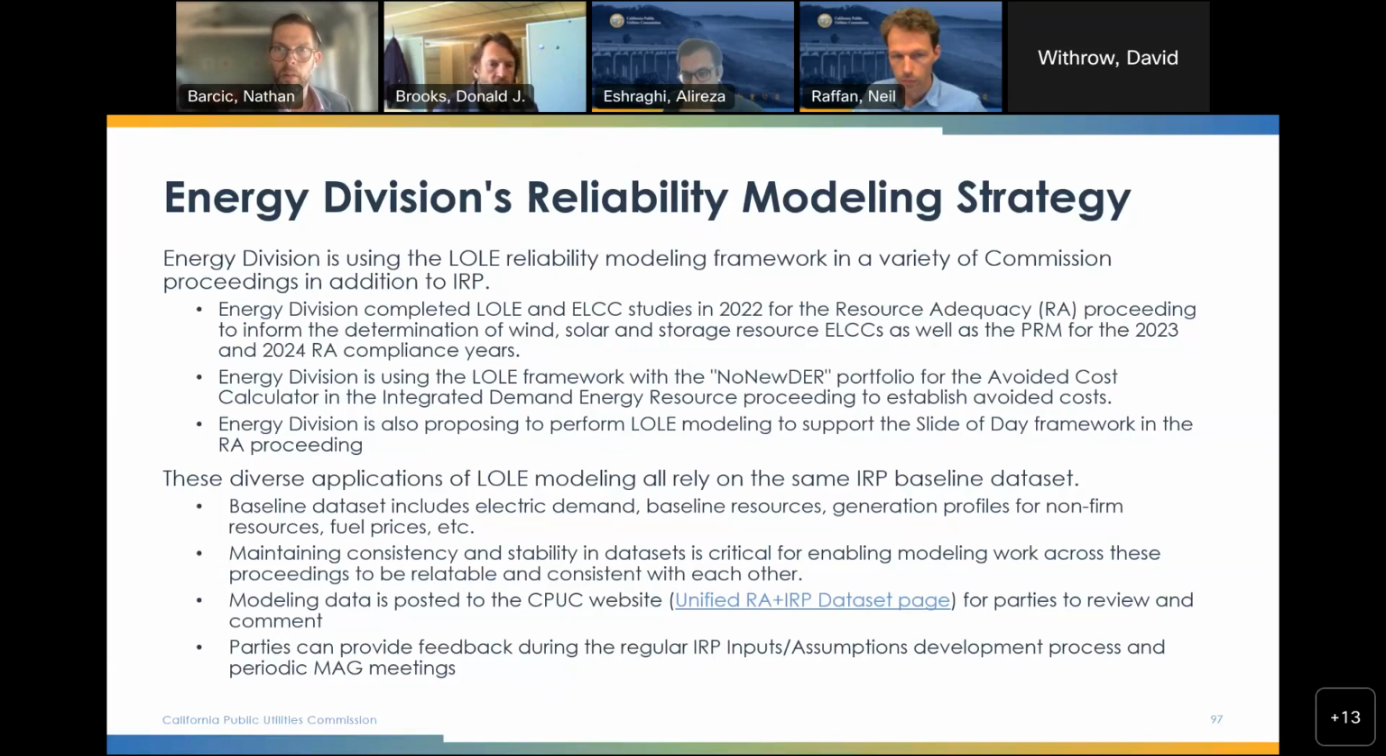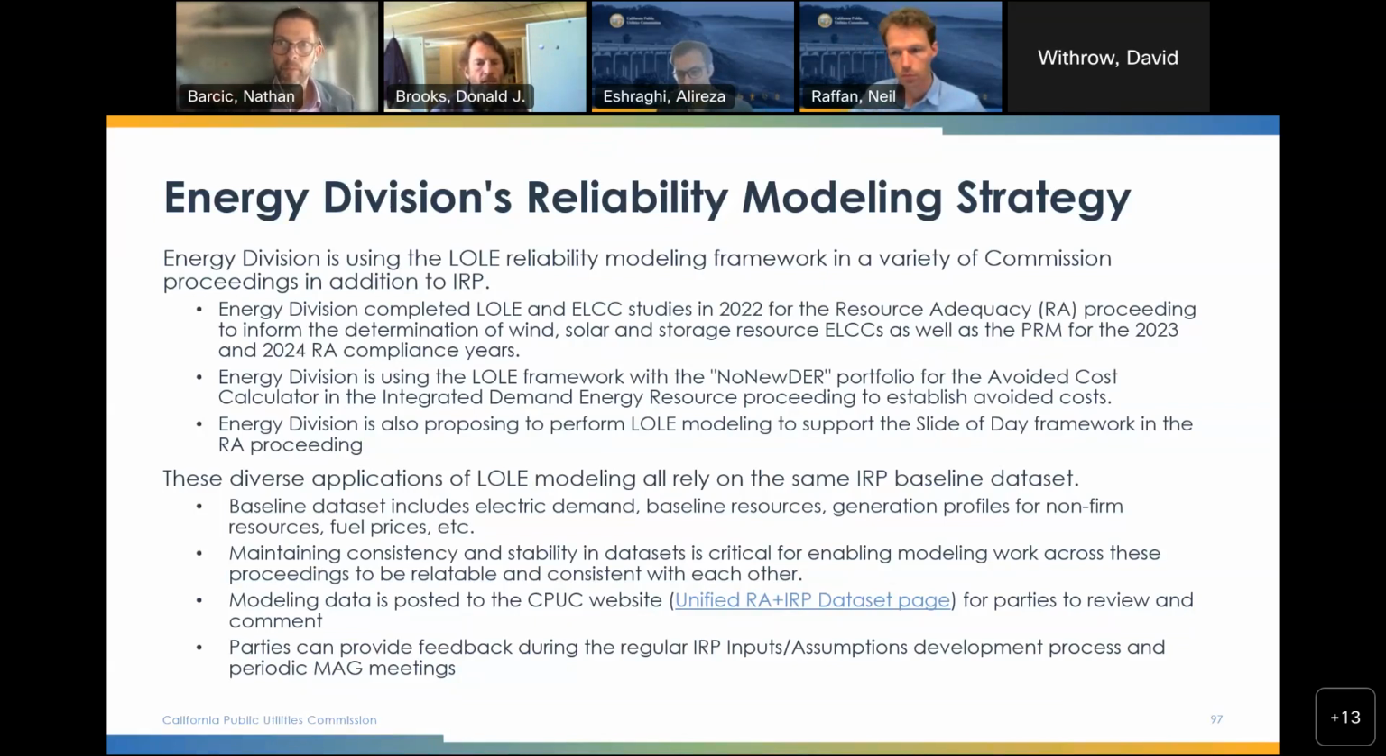We're also using this reliability framework to do loss of load modeling to inform the slice of day framework in the RA proceeding. Sorry, I just caught that typo there. These diverse applications of loss of load modeling all rely on the same developed IRP data set, which includes, as you know, electric demand, baseline resources, resource generation profiles for the non-firm resources, and fuel prices as discussed. Maintaining consistency and stability in the data sets is critical, so the modeling work translates across various proceedings and you can compare. Of course, data is posted to the PUC website.